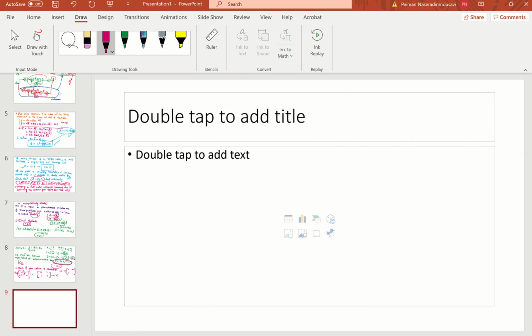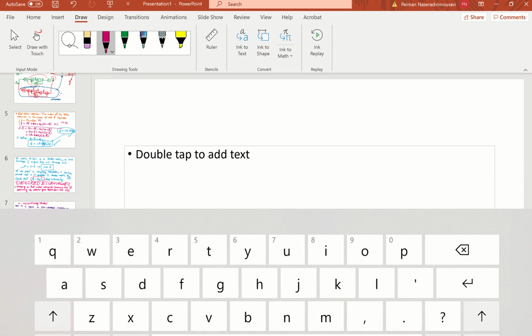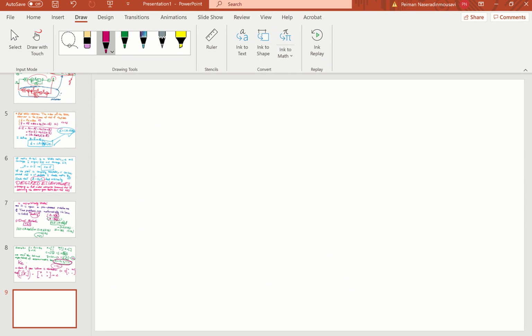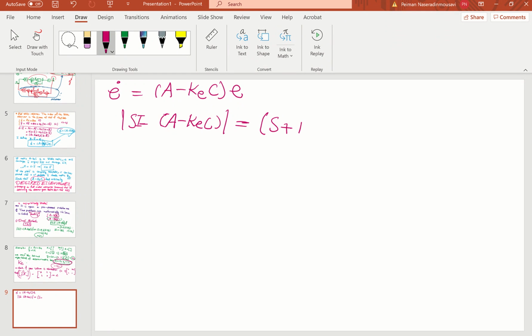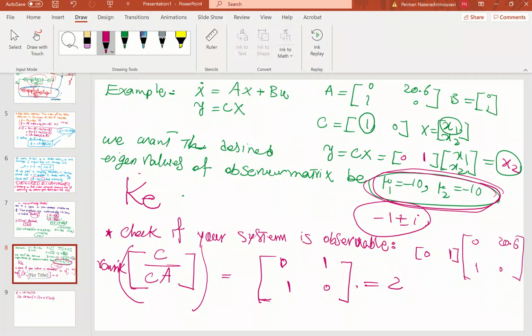Maybe you design the observer, and at the end you see that you cannot reach the answer because your system is not observable. Okay? Now, as I said, e dot is equal to (A minus KeC)e, and I said that sI minus (A minus KeC) equals (s minus mu1)(s minus mu2), with mu1 equal to -10, so it's (s plus 10)(s plus 10), that's right. These are the desirable eigenvalues that you want to have for the observer.